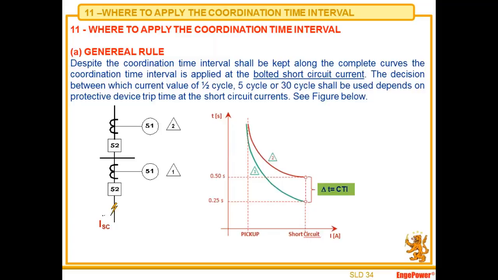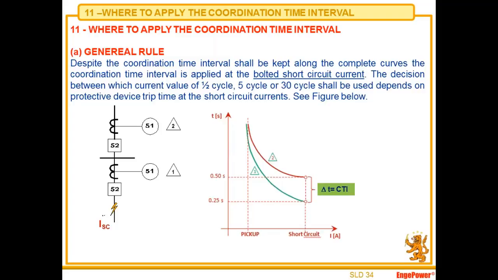The decision between what current we are going to use, half a cycle, 5 cycles, or 30 cycles, depends on the protective device trip at the short circuit current. So, we apply the coordination time interval at short circuit currents, but for the bolted fault. This is the rule of thumb. But sometimes this doesn't mean that we don't have to consider the other currents. We are going to consider other currents.